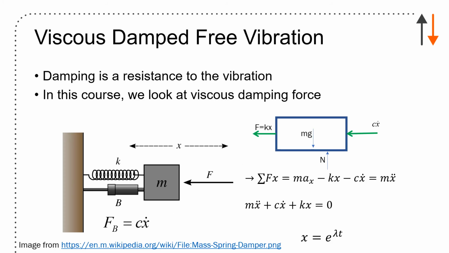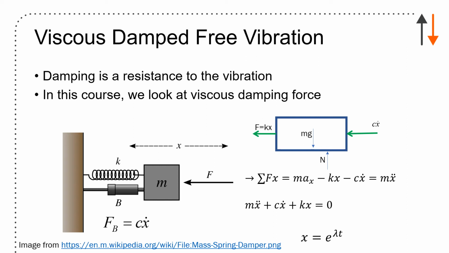Next, viscous damped free vibration. So here I have no forcing. Damping is a resistance to vibration, so we tend to look at this as a viscous damping force. Again, now we introduce k, which is this thing here. We have the force that comes from the spring, which comes from the back. But now we also have the damping force, which is c x dot. It's going to go as a function of velocity.